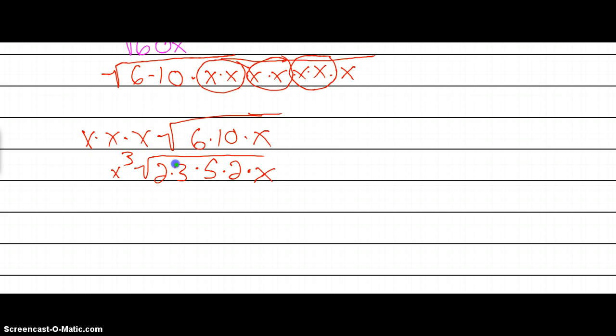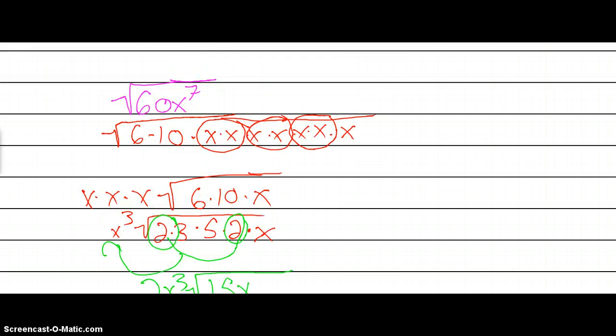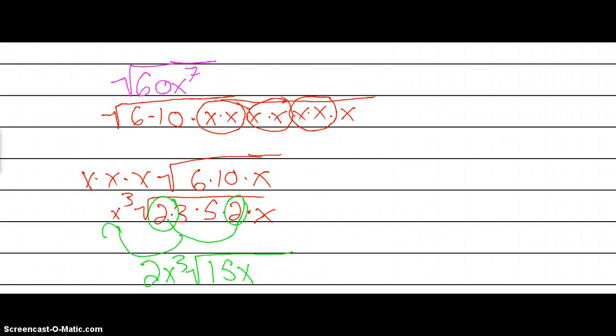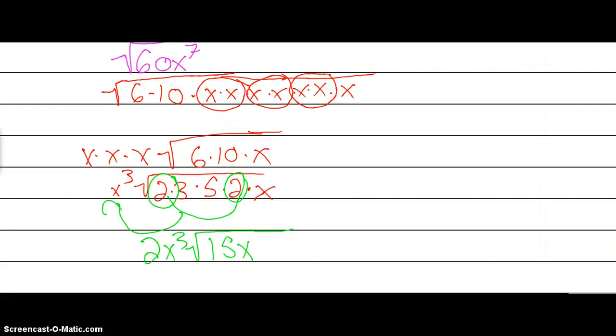So now we find a pair. So that's a 2 here, and that's a 2 there. So that's one pair. So we're going to take out a 2. So this becomes 2x cubed. And then 3 and 5, those are not pairs. We cannot factor these out anymore. So we have to just combine them. 3 times 5 is 15. And then the x is all by itself. So it's just 15x. So we went from square root of 60x to the 7th to 2x cubed times square root of 15x.